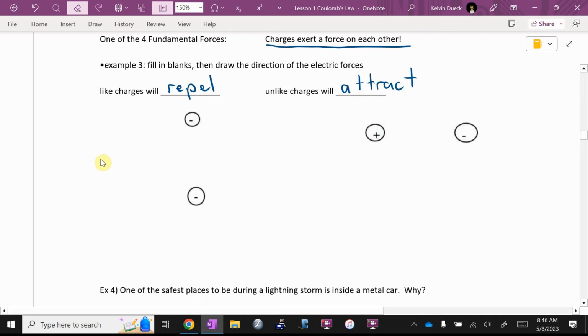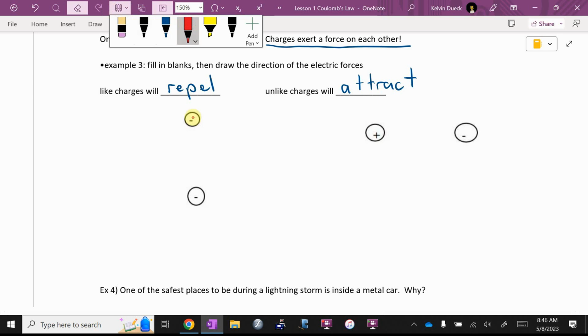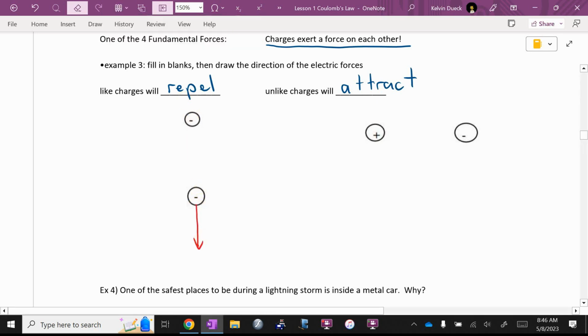So if I was going to draw the direction of the electric forces in these two electrons, they would repel each other. The bottom electron would feel a force down or south. The top electron would feel a force north or up. What about here? Well, this proton would be attracted to this electron. This electron would be attracted to this proton.